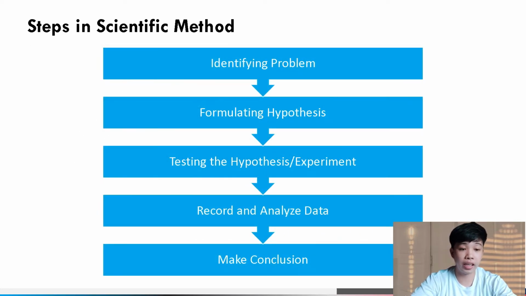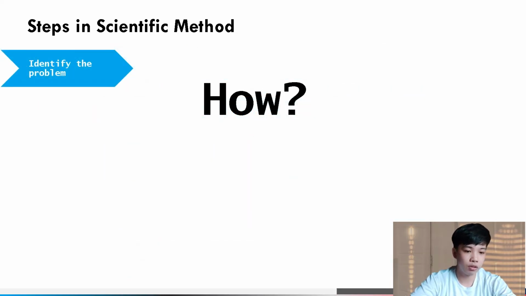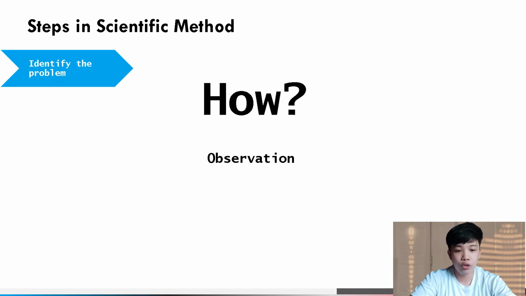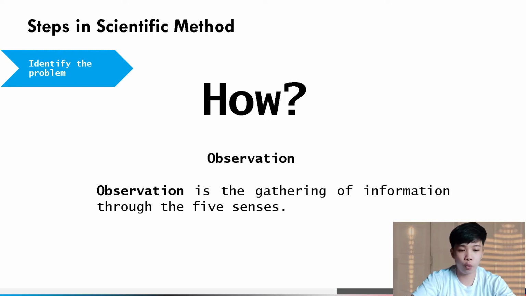We have first, identify the problem, formulate the hypothesis, testing the hypothesis or do an experiment, record and analyze the data, and lastly you make a conclusion. So first, how do you identify the problem? You have to identify the problem through observation. Observation is the gathering of information through the five senses. I think you already know what your five senses are. So in order for you to identify a certain problem, you have to use your five senses.